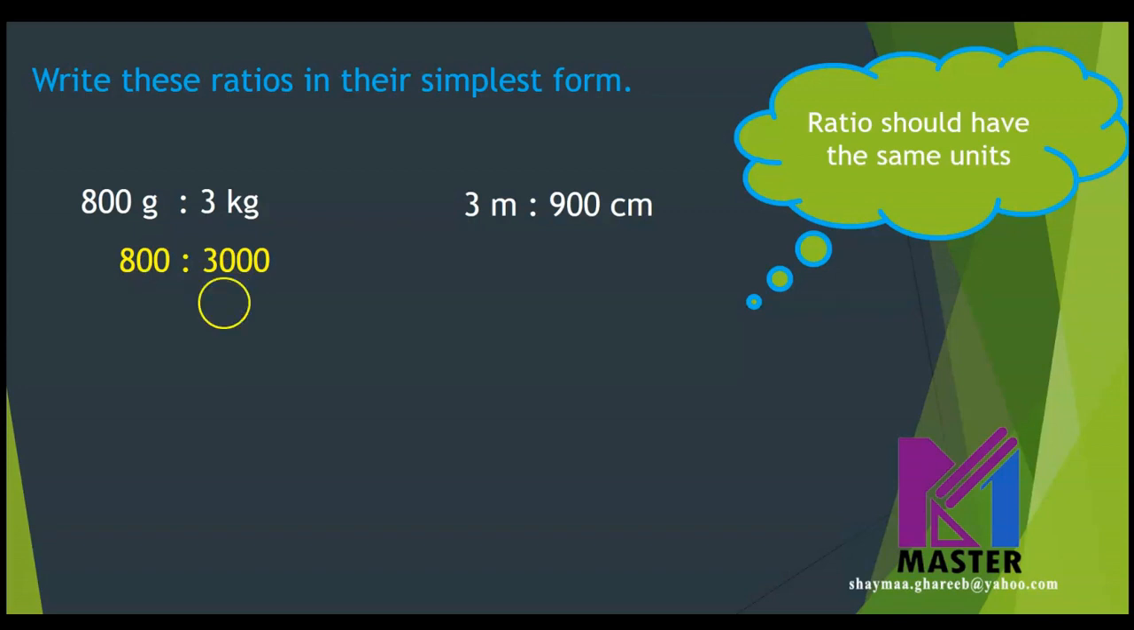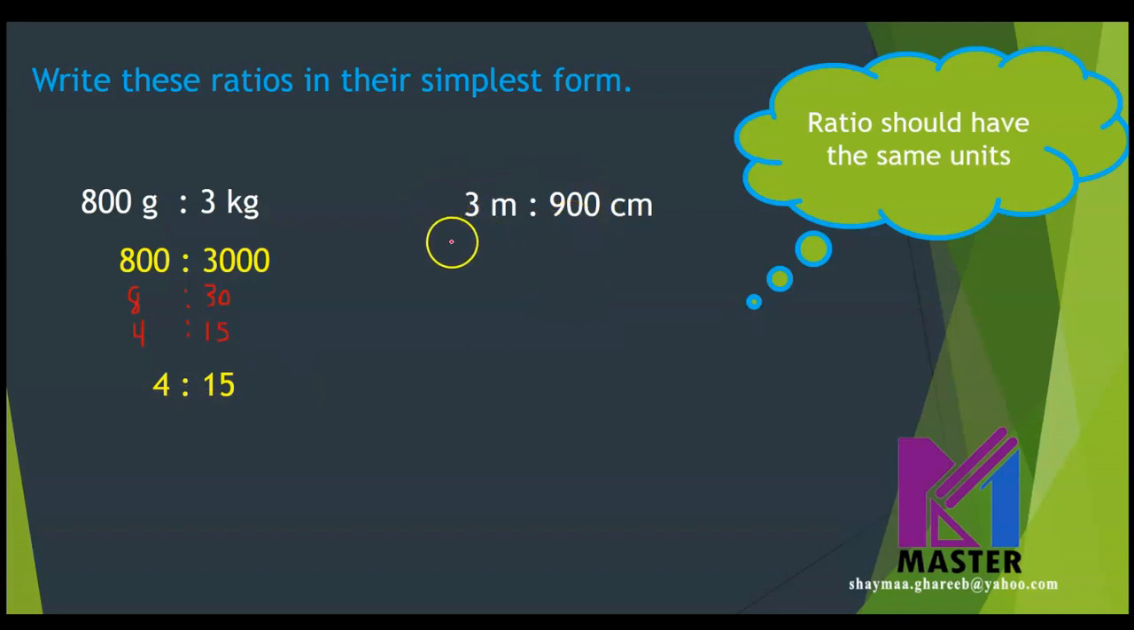Then I will start to simplify the ratio I have. Look at these two numbers and let's simplify. If I divide both numbers by 100, I will get 8 to 30. I can divide one more time by 2, so I will get 4 to 15. Can I do any more division? No. Then this is the simplest form.